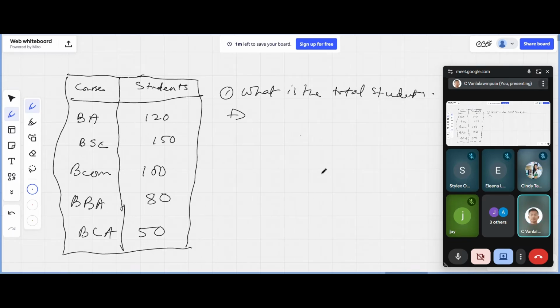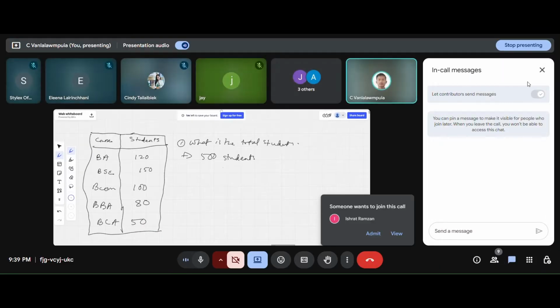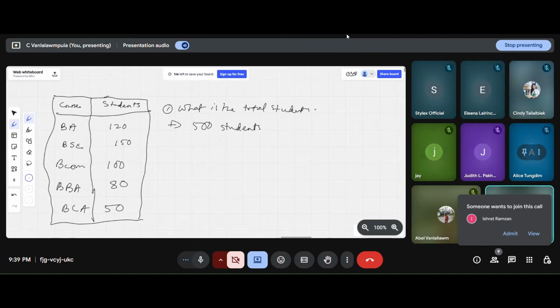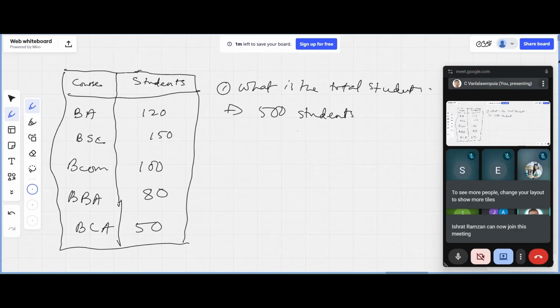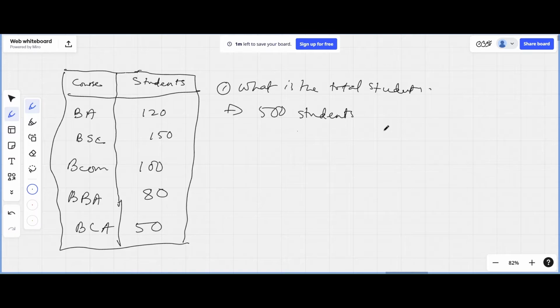If you add everything up, 120 plus 150 plus 100 plus 80 plus 50, the total comes up to 500 students. Okay, this is the first question. Someone wants to join, let me just accept it. So the total is 500 students. And next, what percentage of students are in BSc?